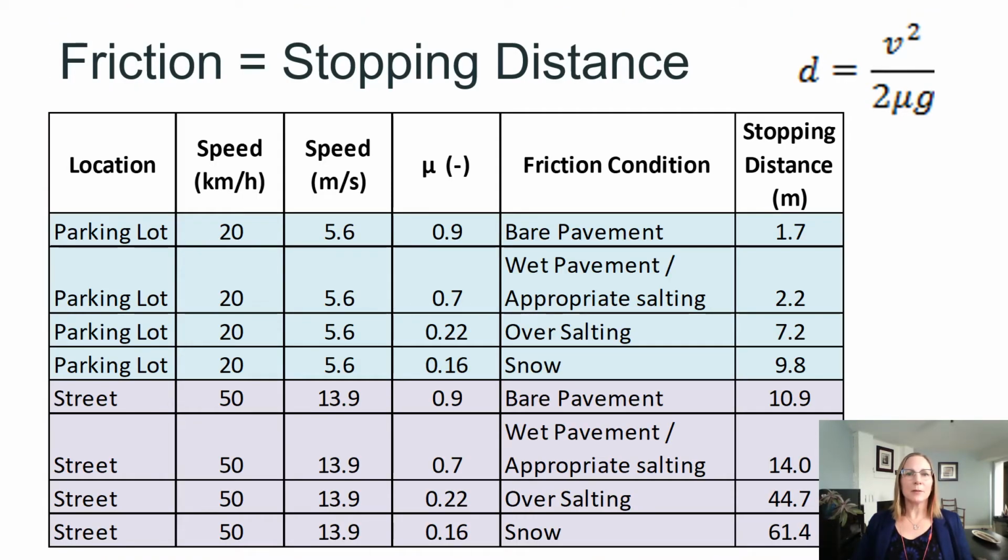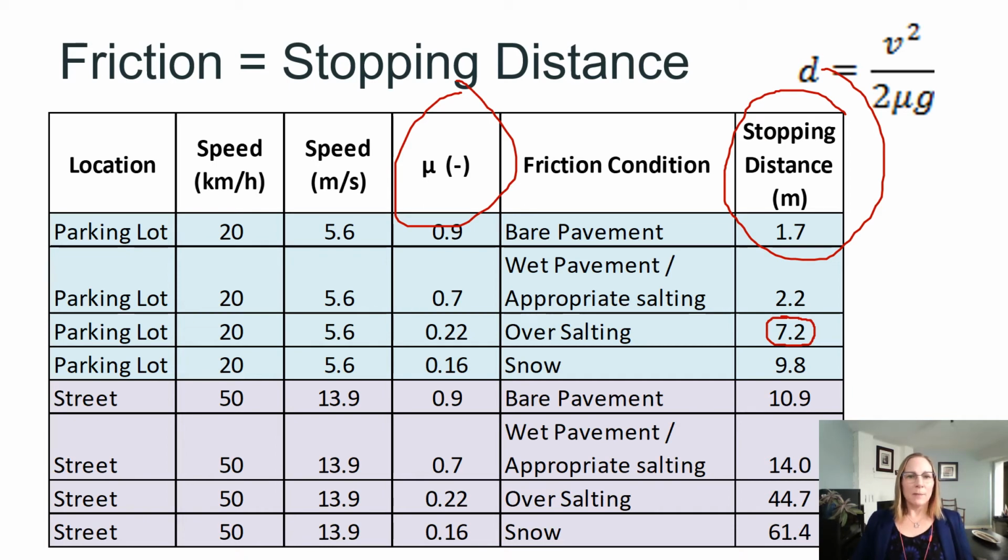Finally, I included this table to show you what the friction values mean in terms of real-world applications of this type of information. So I'll get my pen here. The column in the middle here shows you the mu value, and the column on the right shows you the stopping distance. And we have this for two circumstances. We have it for parking lot speeds and for street speeds at 50 kilometers an hour. So what I wanted to point out is that in an oversalted area in a parking lot, the stopping distance of 7.2 here is only 2 meters less than that of a snow-covered area, but it's actually 5 meters more than an appropriately salted surface, and almost 6 meters more than a surface with bare pavement.